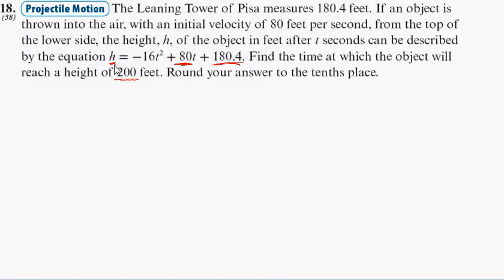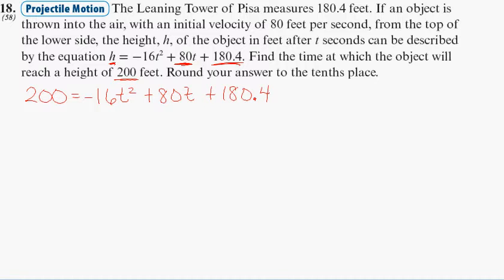Now, because this is a quadratic equation, you could solve by factoring, you could solve using the quadratic formula, or you could solve by completing the square. I'm going to solve by completing the square because I think that is going to be a pretty quick method. So first I'm going to start by rewriting the equation. 200 is equal to negative 16t squared plus 80t plus 180.4.